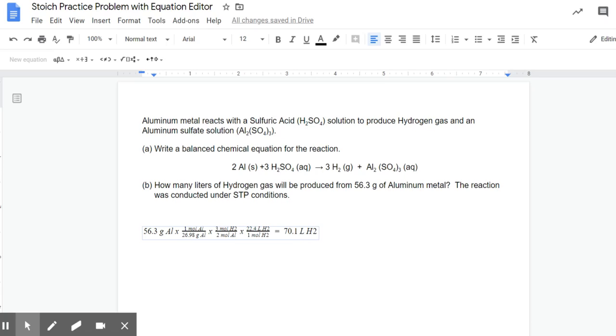Okay, so that just gives you a quick overview of how to use that equation editor. I will say the more that you use it, the easier it will become. So I highly recommend that you start practicing, and let me know if you have any questions.